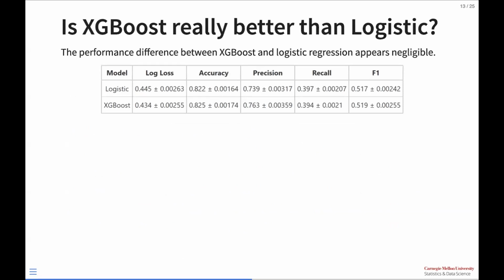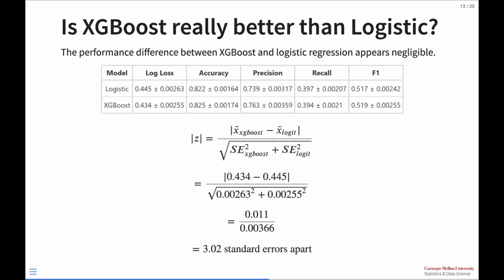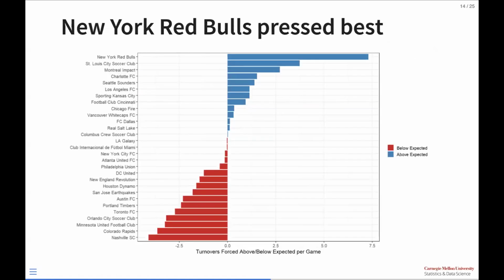And what we did here was we ran a z-test to see how many standard errors apart they are based on the average log loss. From the formula we ran, we can see that the difference in performance is about 3 standard errors apart. And this tells us that based on the numbers, the performance of the XGBoost is statistically better than that of the logistic regression in terms of log loss. So we continued with the XGBoost.